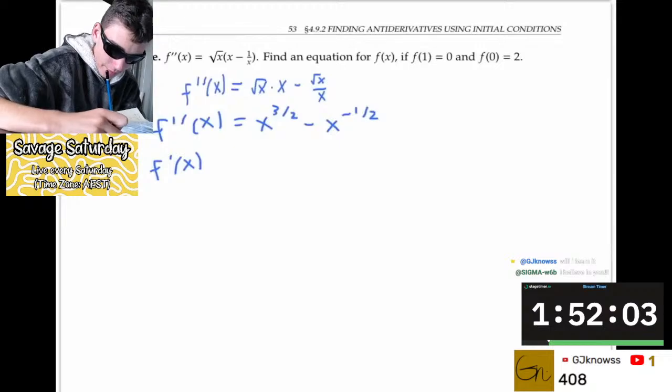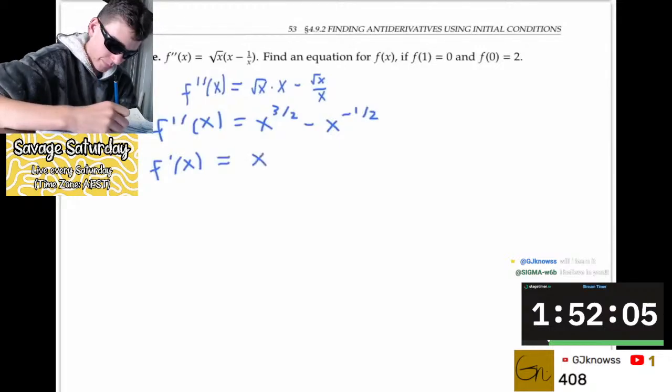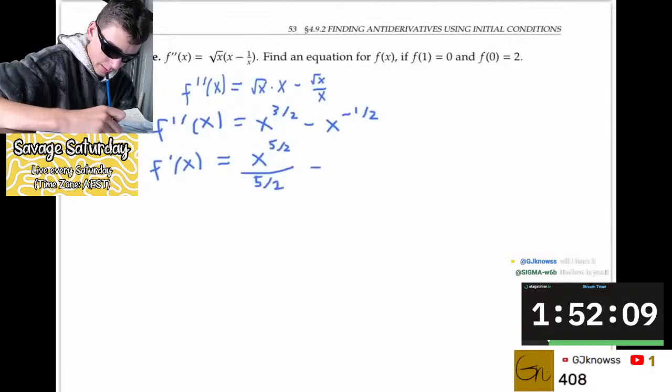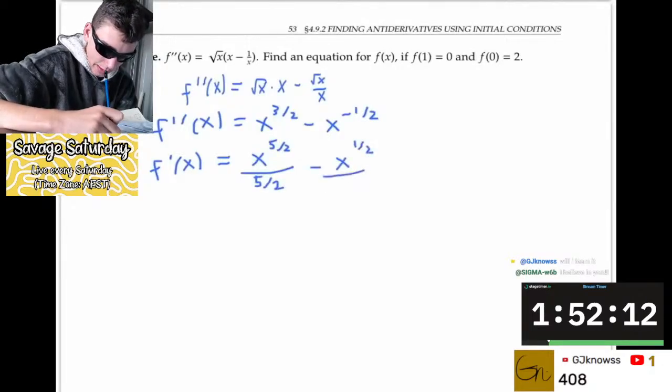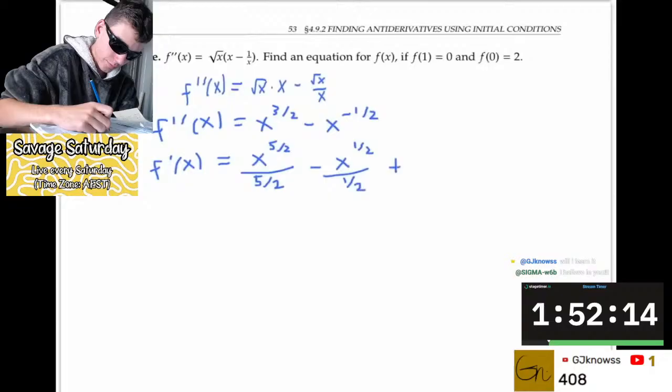Antiderivative of f double prime of x. So f prime of x, using the power rule for antiderivatives, I raise the exponent of 3 halves by 1 to get 5 halves, and then divide by the new exponent, 5 halves. Similarly, I raise negative 1 half by 1 to get 1 half, and divide by the new exponent, 1 half. And I'll add on a constant c.